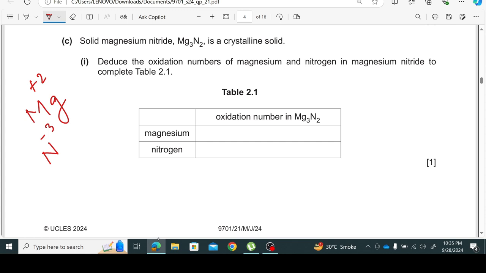This is the oxidation number. It is also called oxidation state. Apparent charge on an atom, you can say it is oxidation number. So now we are given Mg3N2. So how to find it? First, we will find it for nitrogen.